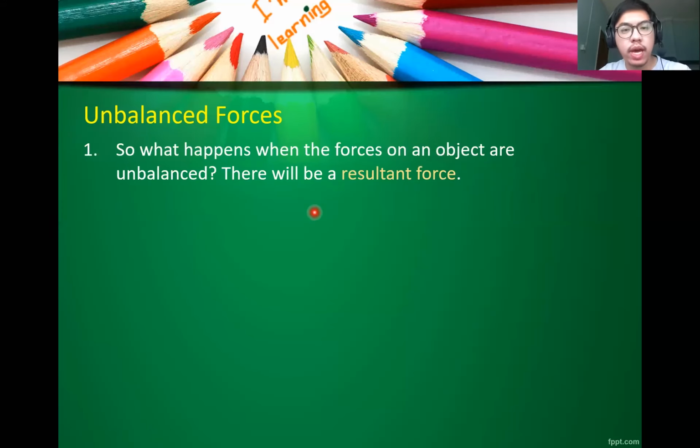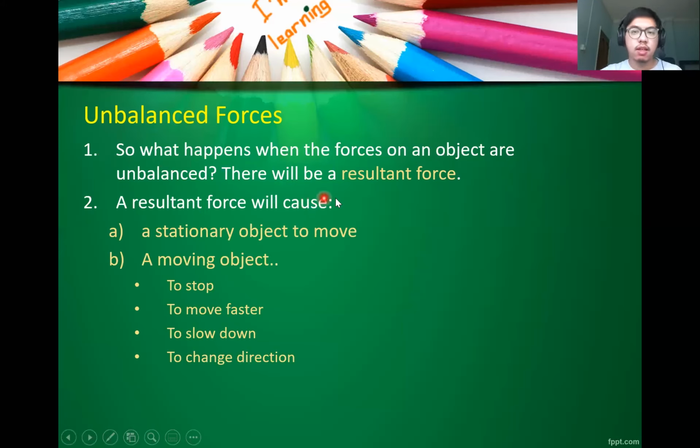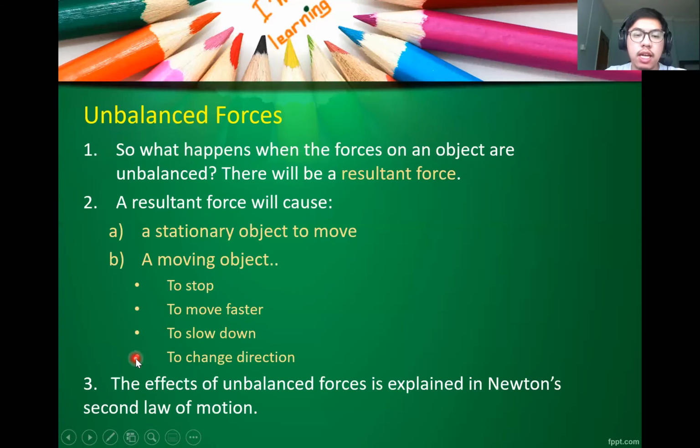Now, what happens when there is a force acting on the object, or the forces on the object are unbalanced? So one force is bigger than the other. So let's say the upward force is bigger than the downward force. When this happens, when the forces are unbalanced, there will be a resultant force. When there is a resultant force, what will happen? If the object is not moving and there is a resultant force acting on it, or you push it, the stationary object will begin to move. And if the object is already moving, what will happen? It will either stop, or it will move faster, or it will slow down, or it will change direction.